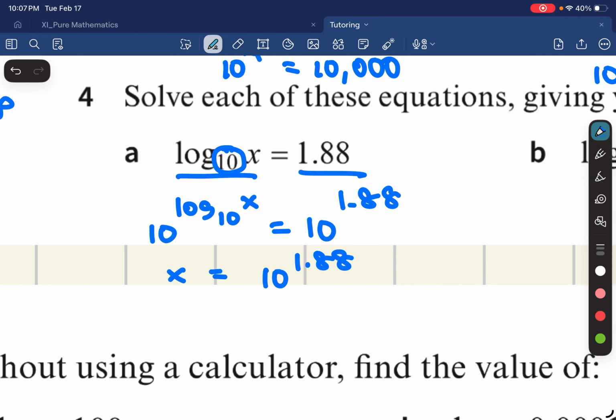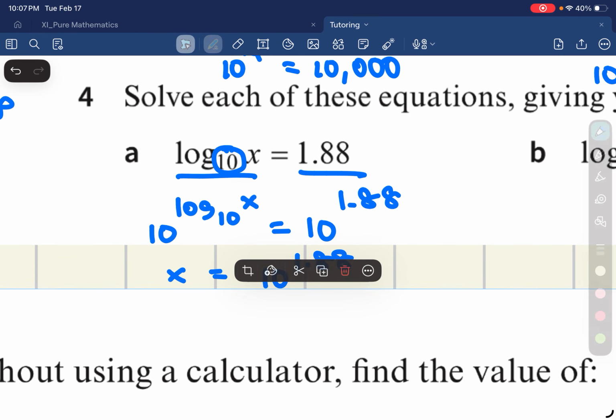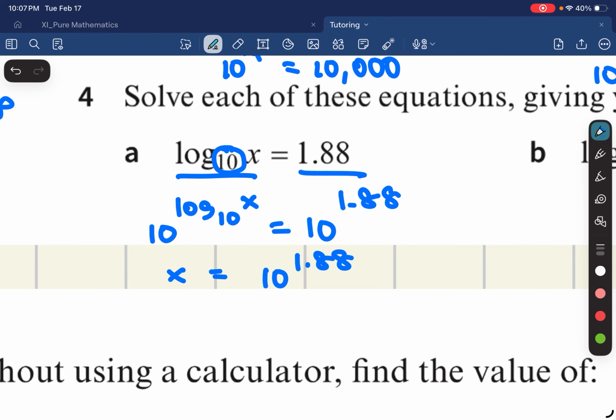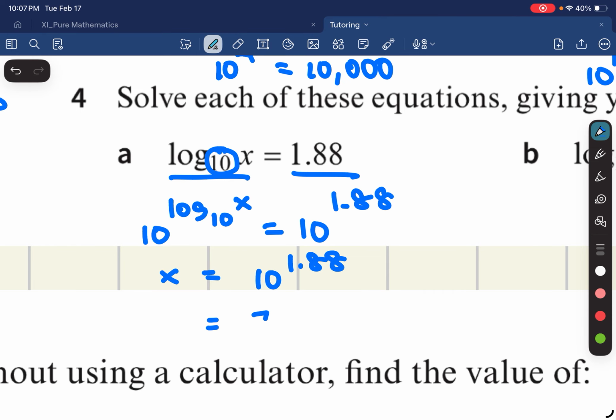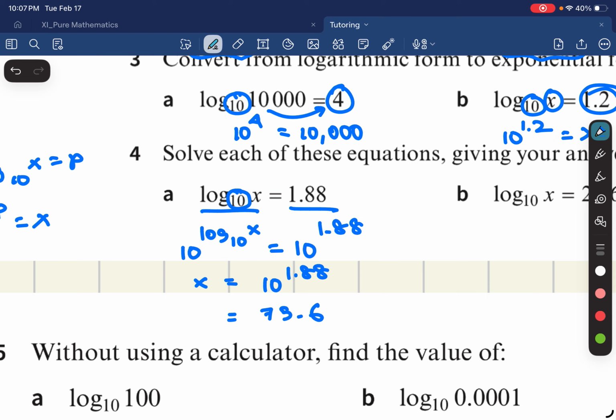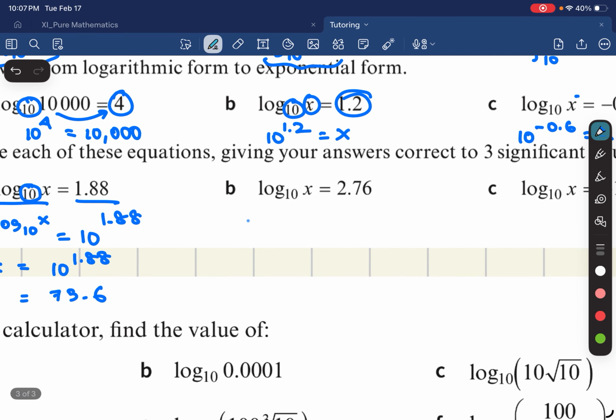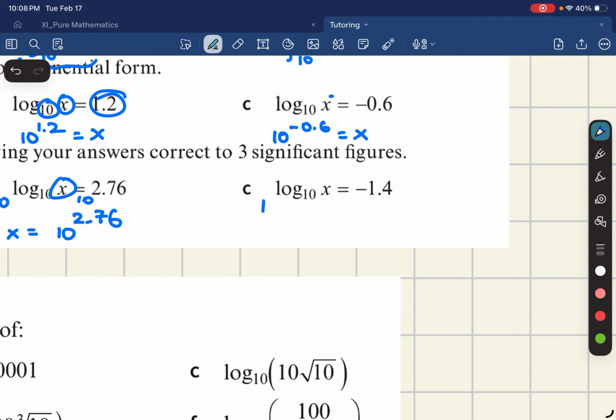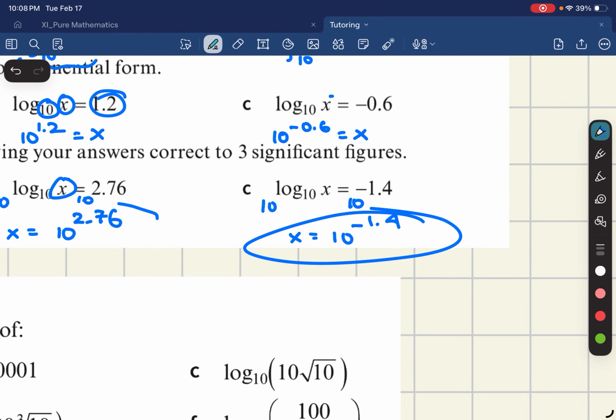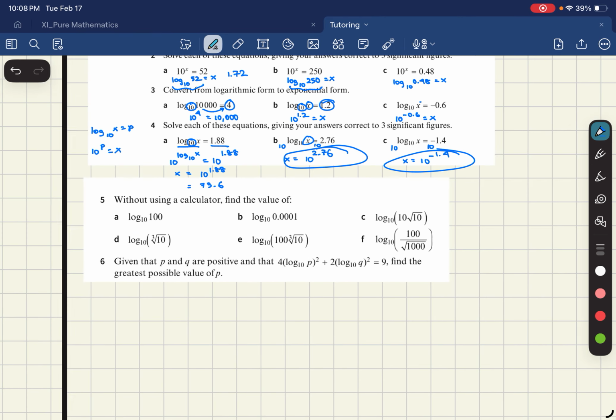Sorry about that. This is going to be 75.6 to three significant figures, and everything else is the same. x is going to be 10 to the power 2.76 because if I raise 10 to both sides, then I just have x. Again, 10 to both sides, and x is equal to 10 to the power negative 1.4. And this is something that you can easily put into your calculator.